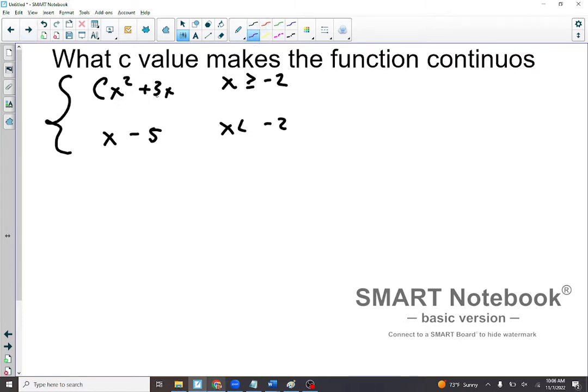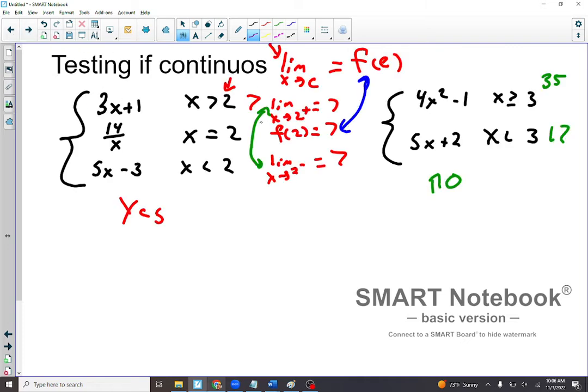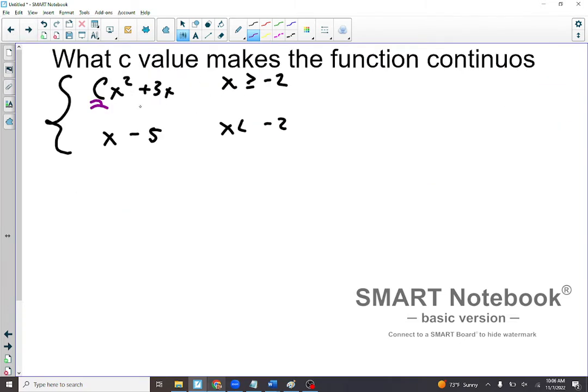Sometimes I'll ask you what makes it continuous, or what c value could cause this to be continuous. So since I just said earlier, I need to make sure both of the limits match with the actual coordinate point, I need to have all this match to each other. So I'm going to set it equal to each other. I'll do it in color to show this is work you're doing. Cx squared plus 3x equals x minus 5.